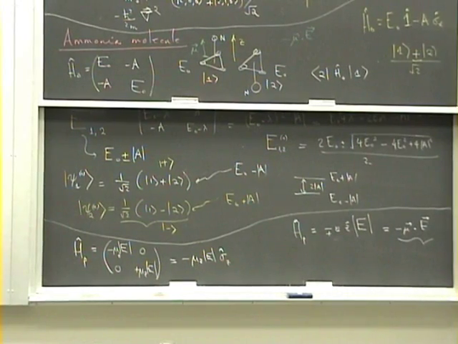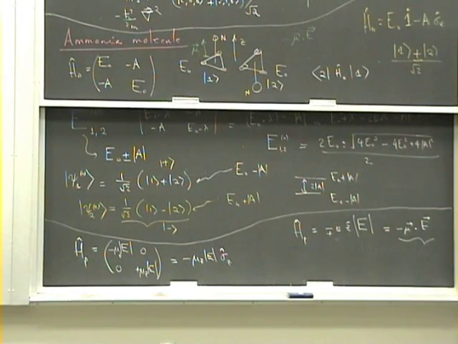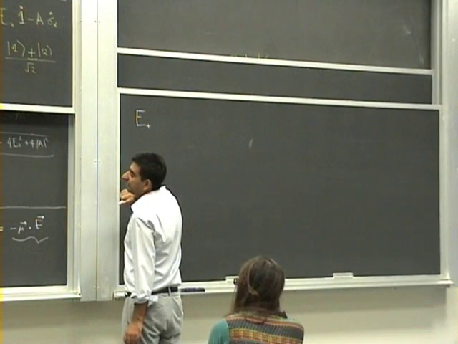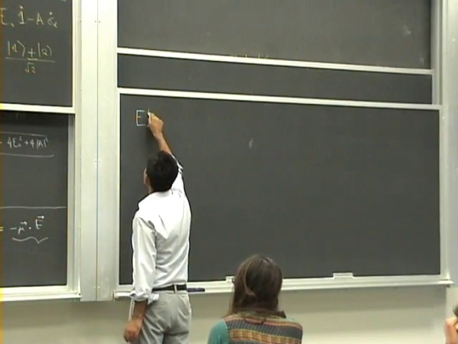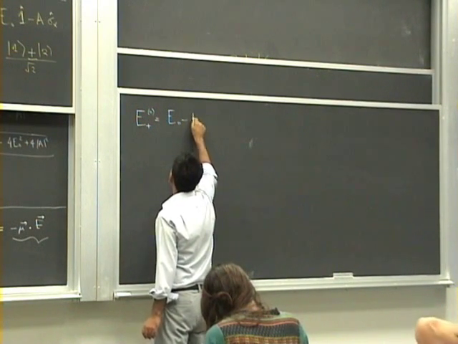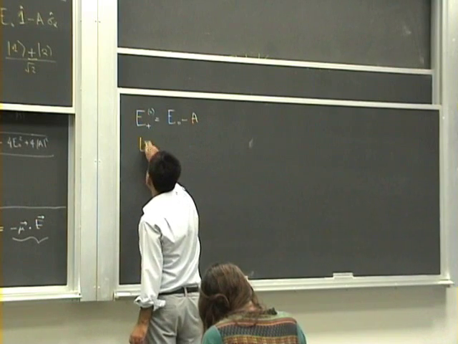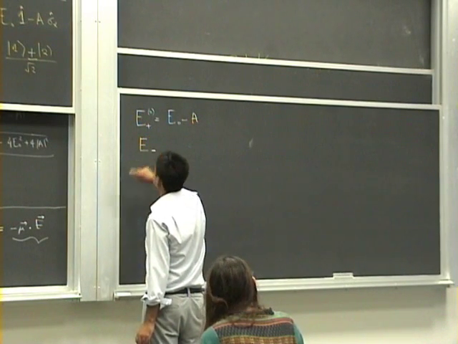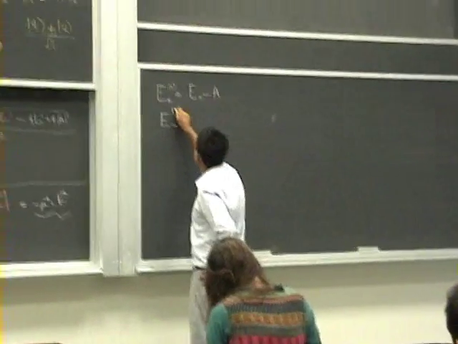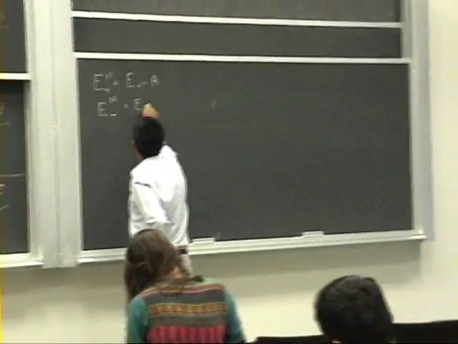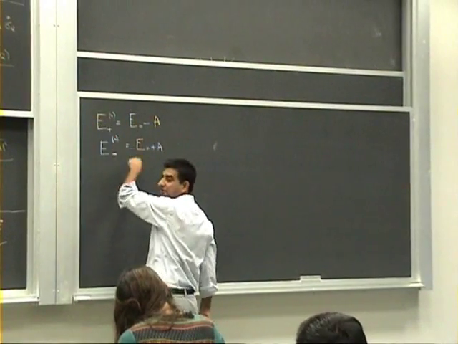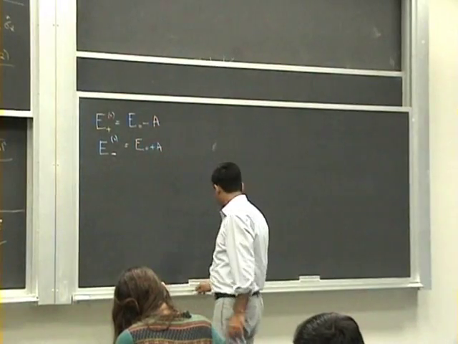So could you find the first order correction to the energies? One of the energies, E plus, at 0th order is simply E naught minus A. The second energy of the other unperturbed state, which I will label by minus, is E naught plus A. Now I would like to find the shift in this energy and the shift in this energy. It's quite easy to do.